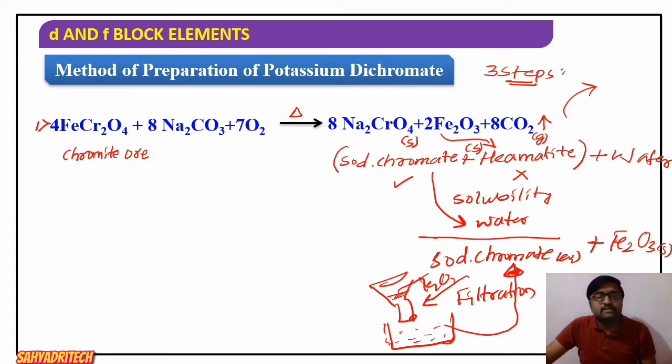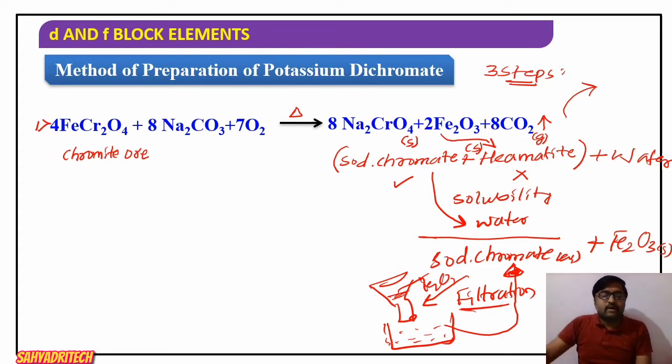So overall, chromite ore is mixed with sodium carbonate. What happens? There will be formation of sodium chromate, iron oxide and carbon dioxide. Sodium chromate is extracted with water, as it is soluble in water, and the iron oxide found with it can be separated by the filtration method. You got it? So what is the first step here?